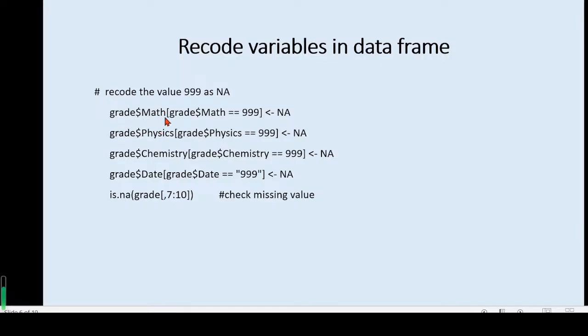So we just write grade math, then write a bracket for the condition inside the bracket. So if the grade math value is 999, then this math value will be assigned as NA. So similarly, we assign NA for the physics and chemistry and other data values if their values are 999 in the data frame. So next we can also check with is.na if there are NA values in these places. For example, here means the grade data frame's last 4 columns have NA values.